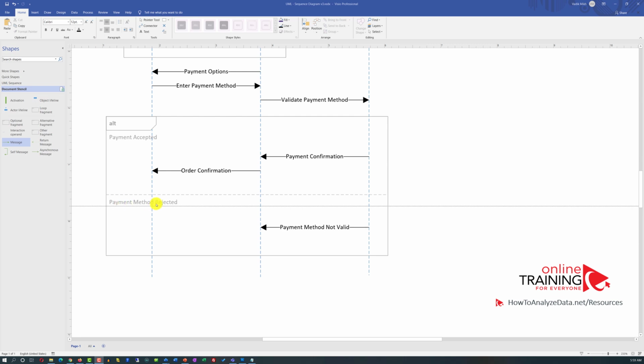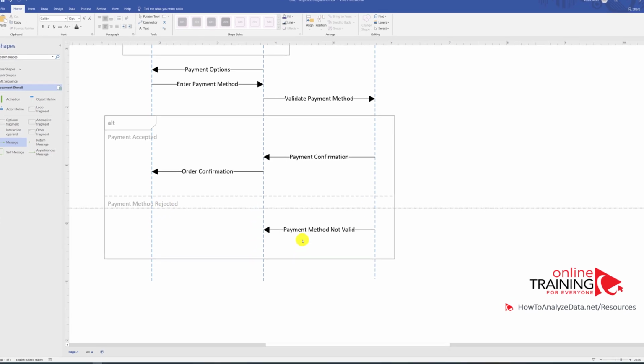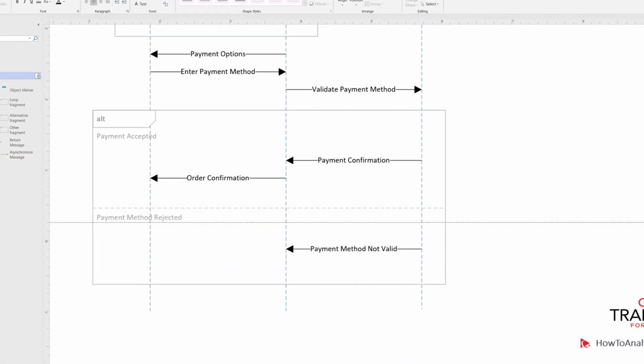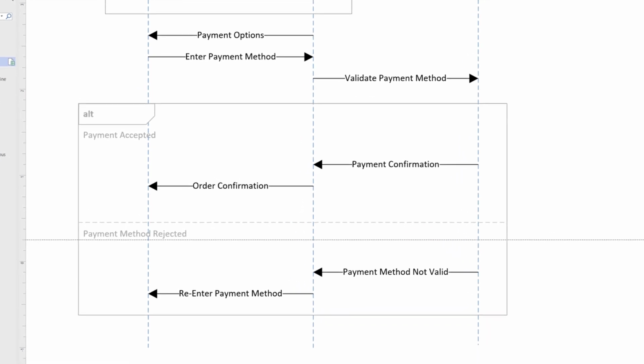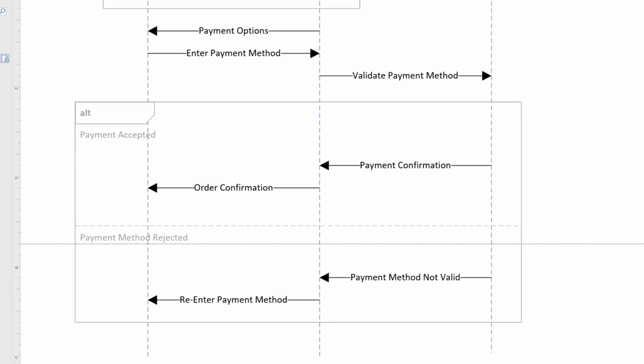As alternative condition, payment method could be rejected. There are multiple reasons why payment might be rejected, but one of them might be that the payment method is not valid. And in case entered payment method is not valid, e-commerce store would need to prompt customer to re-enter payment information.